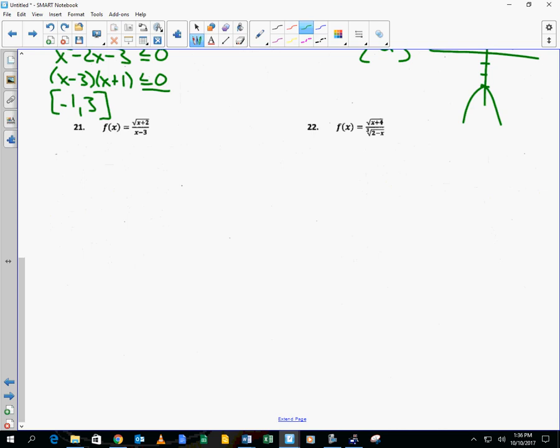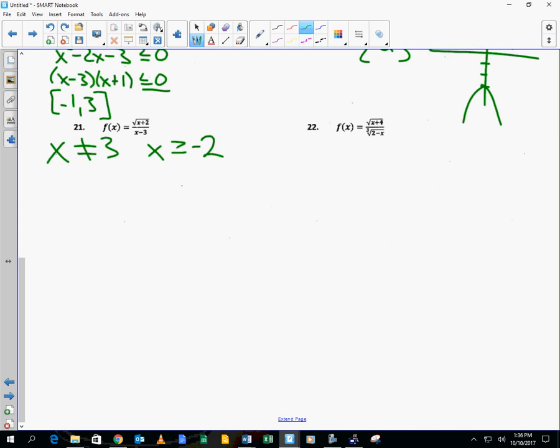F of x equals the square root of x plus 2, all divided by x minus 3. Oh my goodness. Okay, good. So we got x can't equal 3. And what about the top? x has to be greater than or equal to -2.